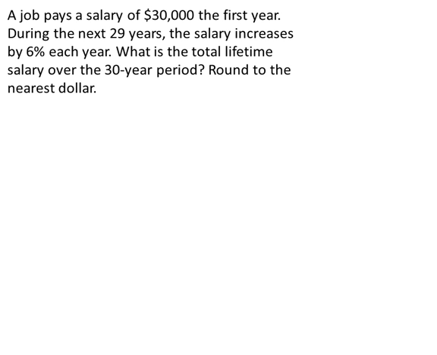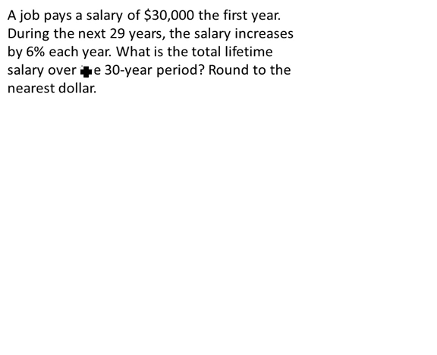Here we have a job that pays a salary of $30,000 the first year, and during the next 29 years the salary increases by 6% each year. Well, another way to say that is that to get from the salary of one year to the salary the next year, we would have to multiply that by 1.06.